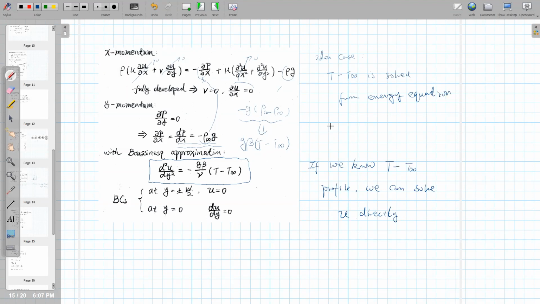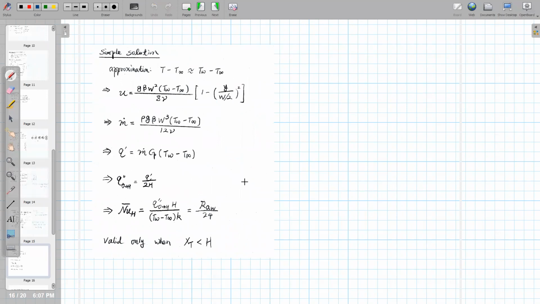Okay, but if you have the energy equation, because the energy equation also contains the velocity terms, so basically you have two coupled equations, velocity and energy. So you need to solve them together. So this makes the problem complicated to solve. One simple solution is that we just do some approximation. We just assume that T minus T infinity is just equal to T1 minus T infinity.